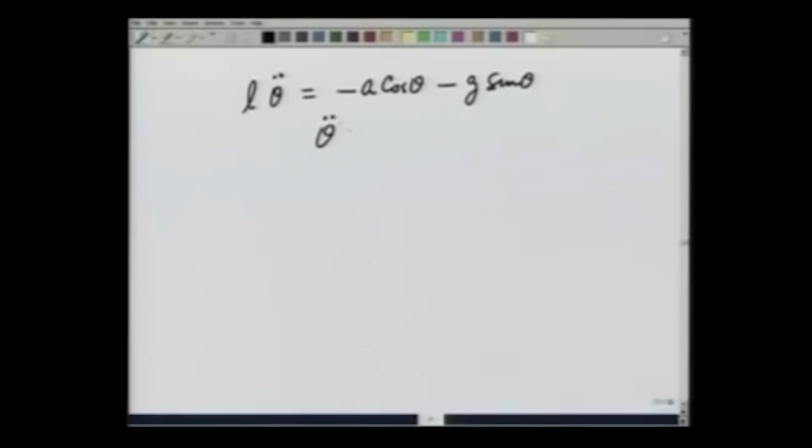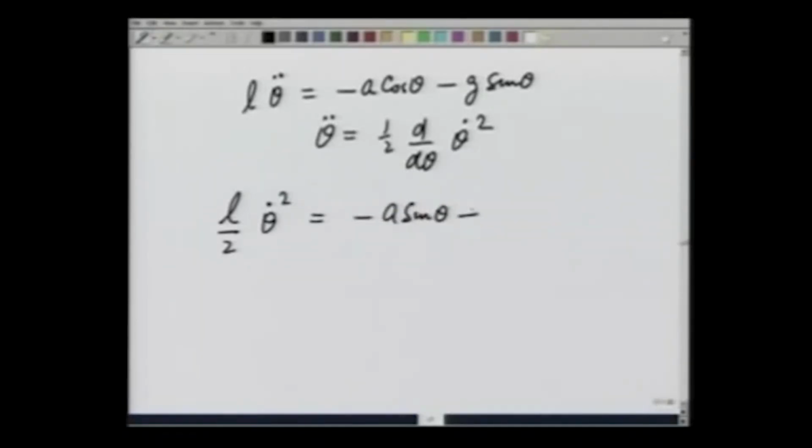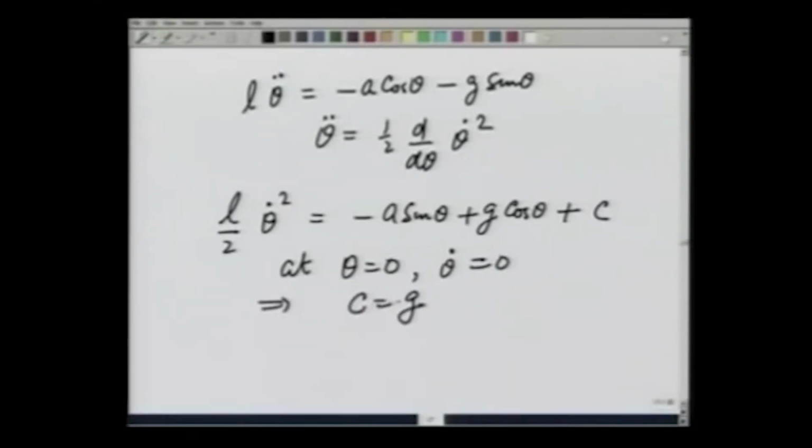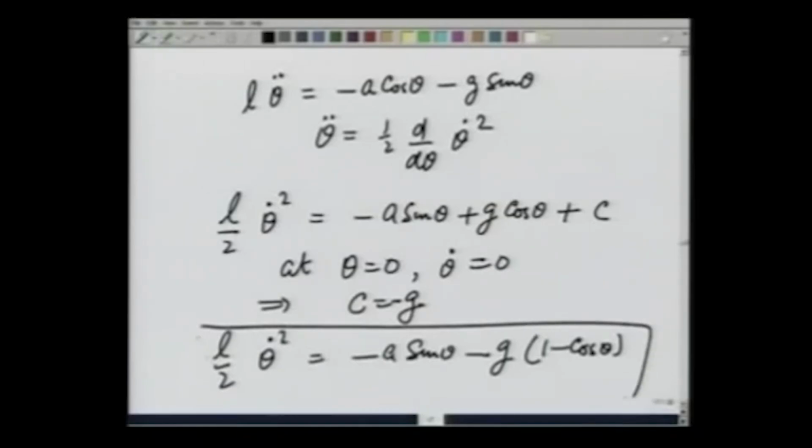Let us put theta double dot equals 1/2 d by d theta of theta dot square and integrate it to get L by 2 theta dot square is equal to minus A sine theta plus G cosine theta plus a constant C. However, at theta equal to 0 when it started, theta dot is equal to 0, and that gives me C equals minus G, and therefore, L by 2 theta dot square comes out to be minus A sine theta minus G 1 minus cosine of theta. That is your solution for theta dot square.